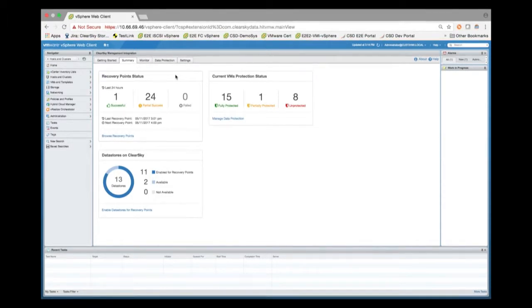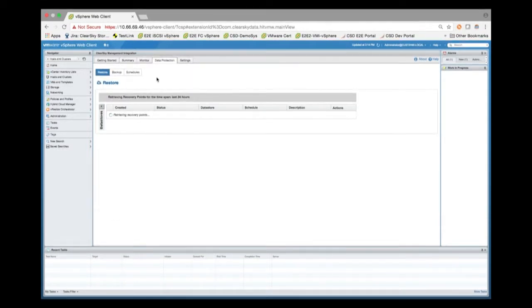So we have 13 data stores that are hosted on ClearSky in this environment. 11 of them are enabled for recovery points. 2 are available, which essentially means as the administrator, I have enabled schedules on 2 of those data stores. And what that means is now I can reach in and I can look at my data protection schemes and browse through my recovery points.